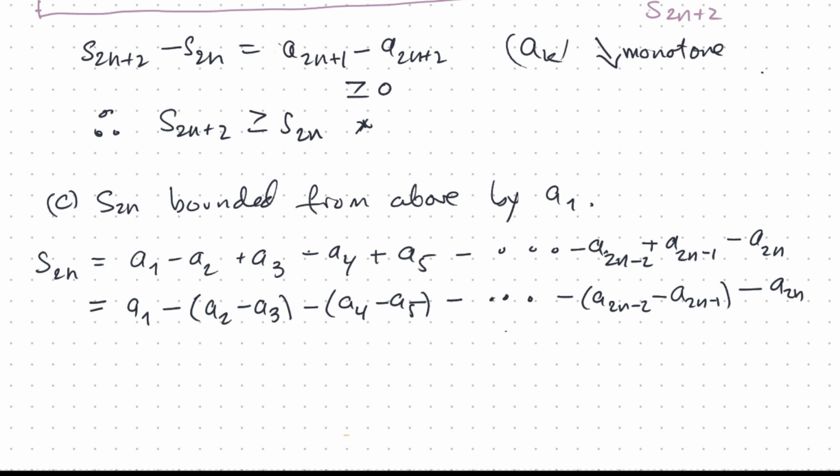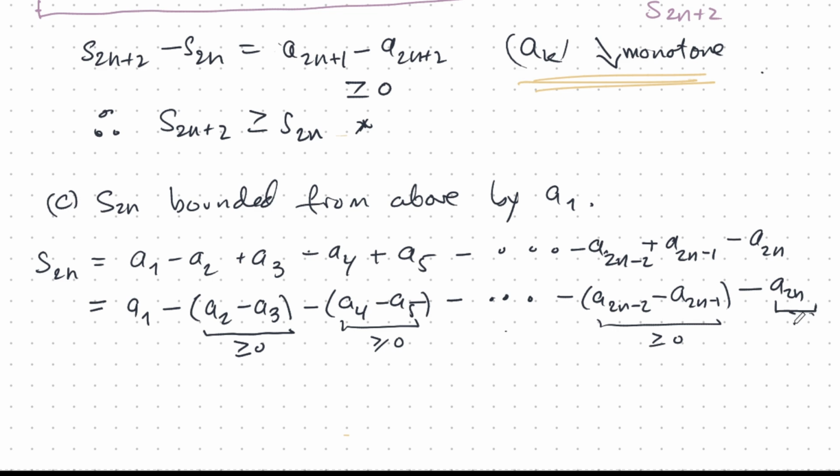But as you recall, very important, our sequence of terms is monotone decreasing. So that has interesting implications. This number here is greater than or equal to 0. This is greater than or equal to 0. This is greater than or equal to 0. And this number here is actually greater than 0.